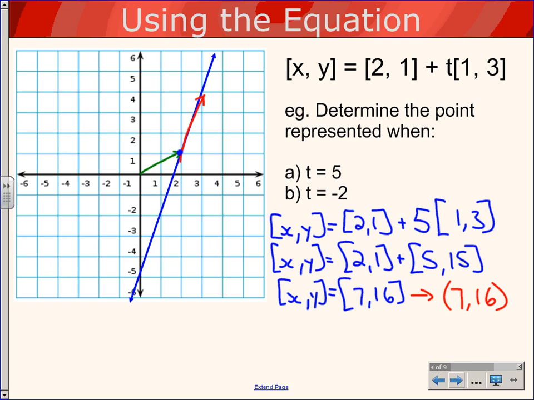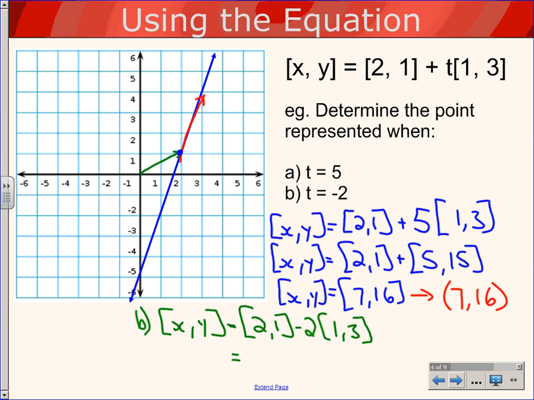The next one, b, if t is negative 2, we'll do this one a little bit quicker. X, y, 2, 1. Remember, for that initial vector, I can write that as minus 2. That initial vector never has a number in front of it. We can put a number in front of our direction vector because that's telling us how far along we're moving on the line. But that 2, 1, that's just getting us to the line in the first place.